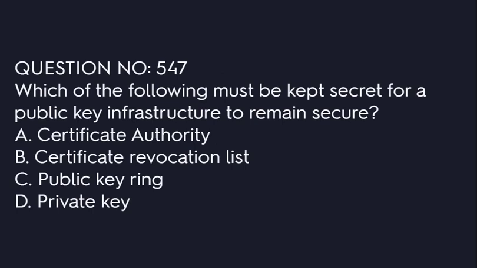Question no. 547. Which of the following must be kept secret for a public key infrastructure to remain secure? A. Certificate authority, B. Certificate revocation list, C. Public keyring, D. Private key. D.